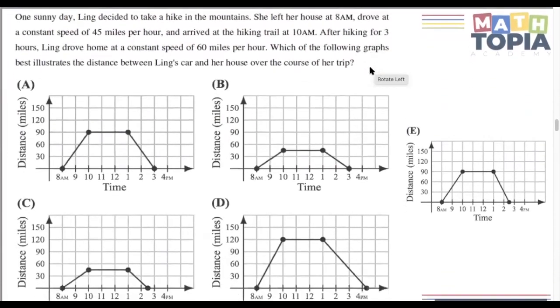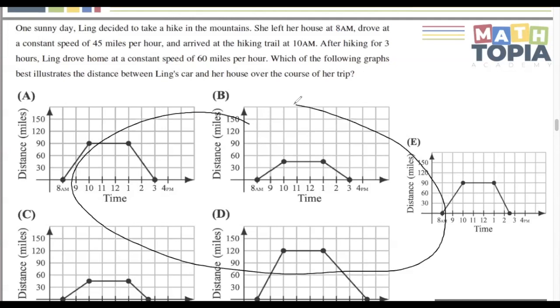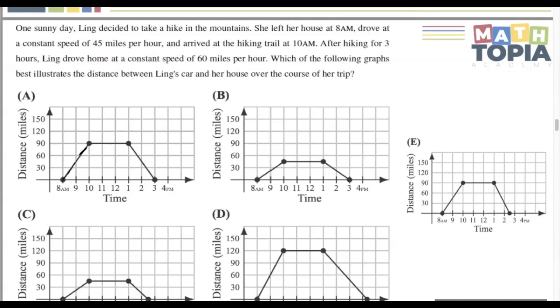All right. So this next question, problem 10. We have Ling, who decides to take a hike in the mountains. She left her house at 8, drove at a constant speed of 45, and arrived at the hiking trail at 10. So we see these various graphs, right? And they all show this journey, but they all show different lines. So the question is, which line is actually right?